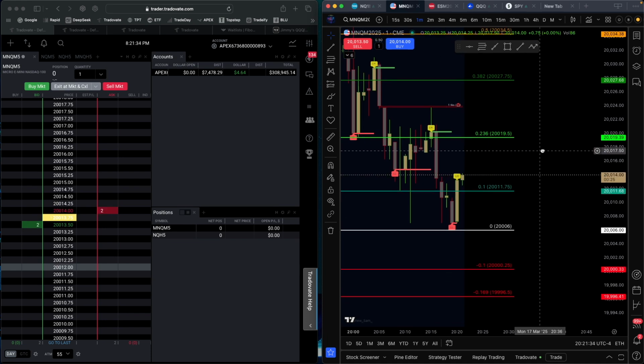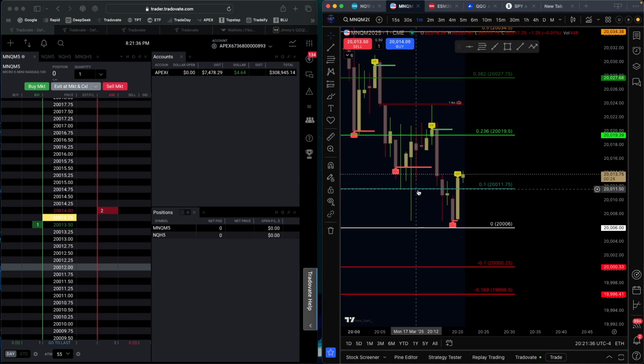In case it does something stupid, I don't want to blow this account right now. But so that's how I trade consolidation with the fibs.